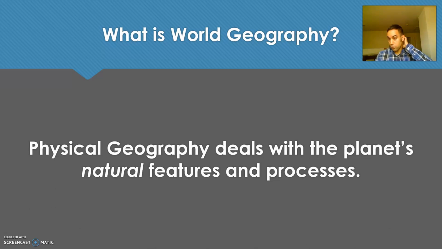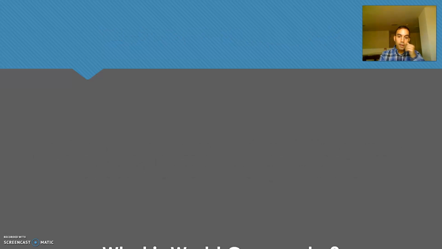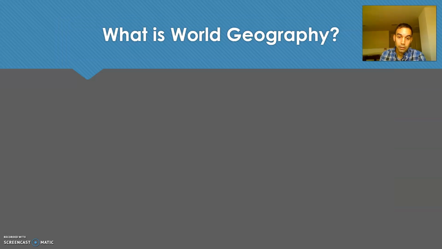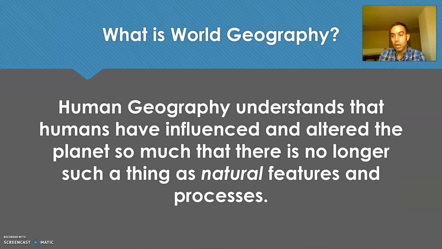If we look at the difference, there are 2 types of geography, physical and human. Physical geography deals with the planet's natural features and processes. You see mountains, glaciers, rivers, tributaries, hills, plains, estuaries. In physical geography, this is the kind of stuff that you would study. Human geography, though, understands that humans have influenced and altered the planet so much that there is no longer such a thing as natural features and processes.